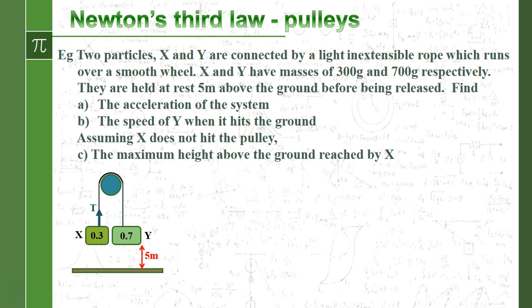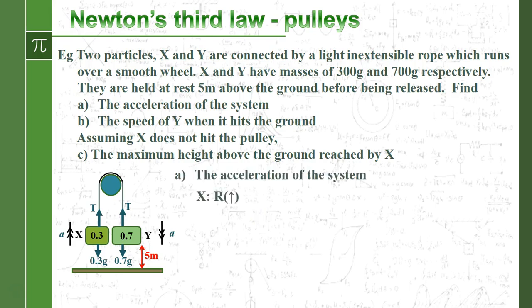So on X I've got tension going upwards, I've got weight going downwards, and it's accelerating. It will go upwards when this thing's released. And on the other side we've got tension and weight again. So what I'm going to do is have a look at this and say, well, we need to work out the acceleration of the system. So two equations. This first bit, very straightforward, same principles as what we had from the last slide. So for X, resolving upwards, and again, I like to include little notes here, so I'm making it very clear to myself and to the examiner exactly what I'm doing. We've got force equals mass times acceleration, T minus 0.3g equals 0.3a.